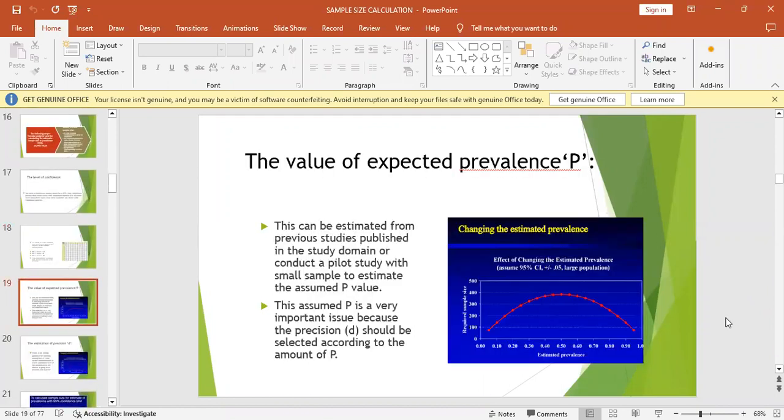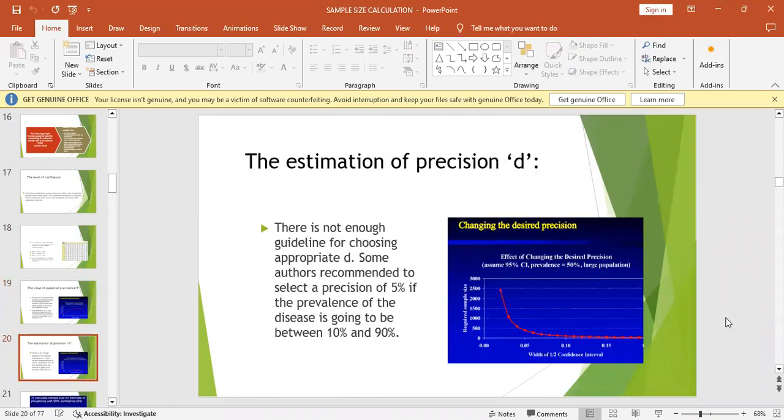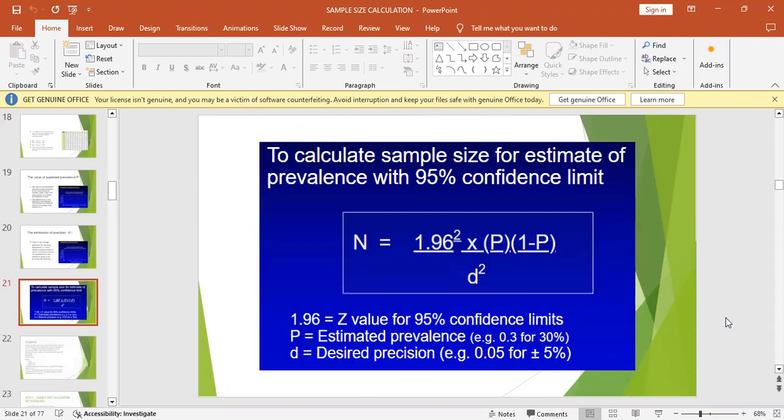The value of expected prevalence can be estimated from the previous studies, as I already told. Now, the estimation of precision. There is no kind of guideline for choosing the appropriate d. Some authors recommend to select a precision of 5% if the prevalence of the disease is going to be between 10 to 90%.